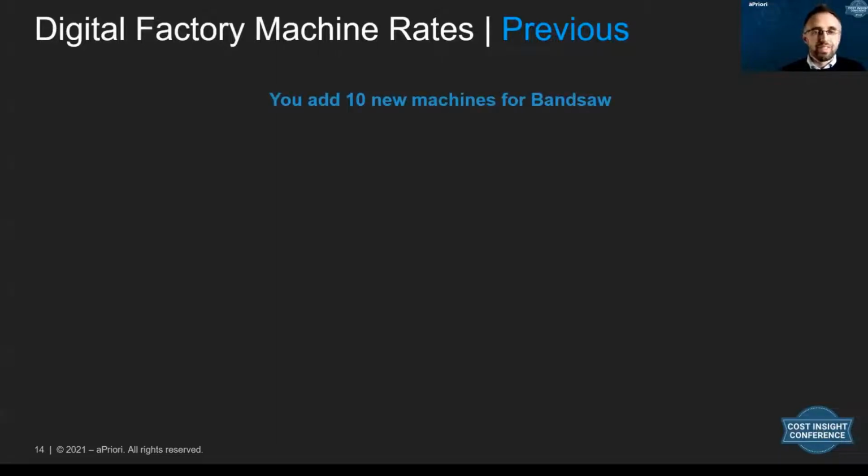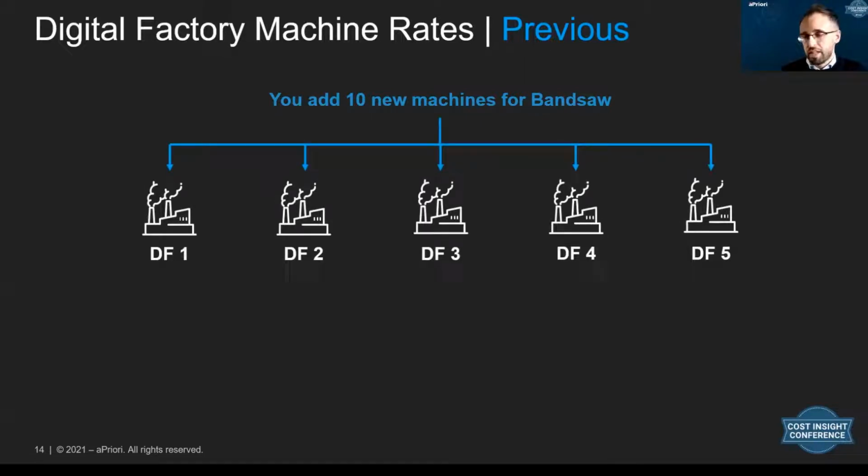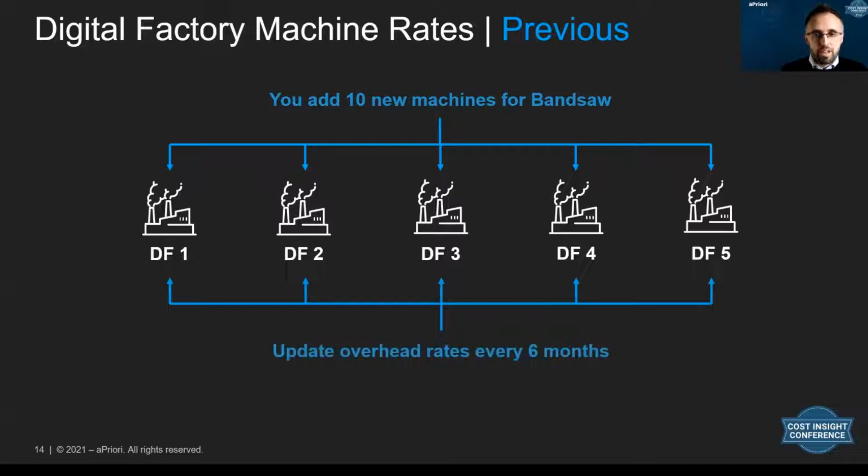So let's say, for instance, you have 10 specific bandsaw machines that you need to add to 5 digital factories today. This means you have to copy 10 machines and add them to each digital factory, which is fine. But then you need to update their overhead rates, and this may happen, say, every 6 months. This then means that you have to manually update all 50 machines. Now, that might not sound like a lot, but this is just for one process, remember. And for only 5 digital factories, you may have numerous processes with various machines that need added to your list of digital factories, which means this very quickly turns into hundreds of different rates to update periodically.